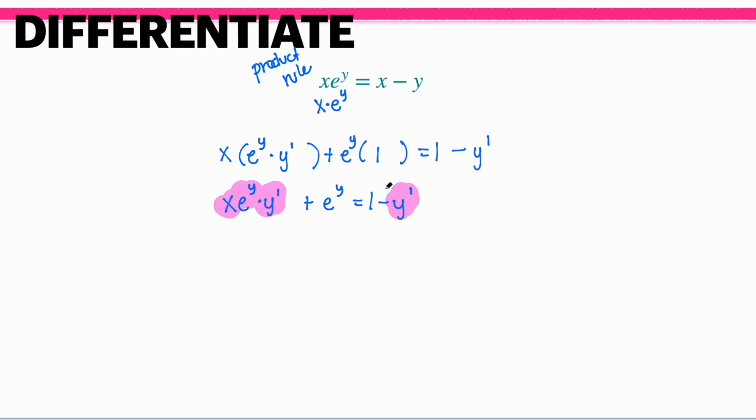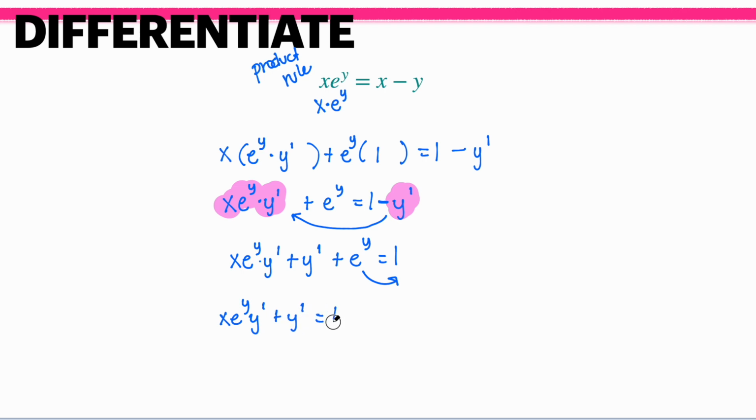Okay, so I have a y prime here and I have a y prime attached to this. So I'm going to try to get the y primes on the same side. So I'm going to get x e to the y times y prime. That is a minus, which means I'm going to add y prime to the left side. Okay, so I have y primes together, but I've got to get rid of everything else. So I only want the terms with y prime on the left, which means I need to get e to the y over there. So I'll get x e to the y times y prime plus y prime equals 1 minus e to the y.